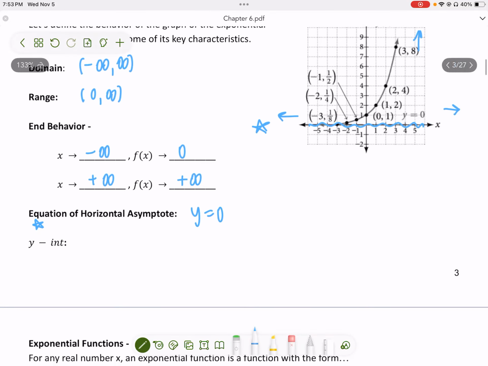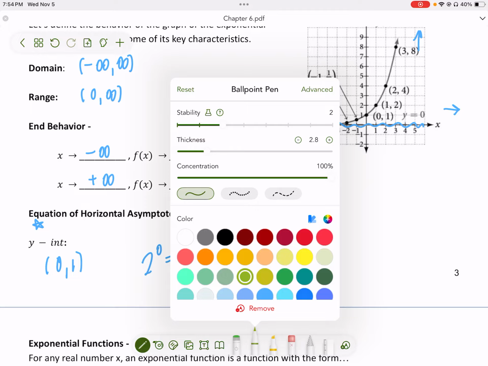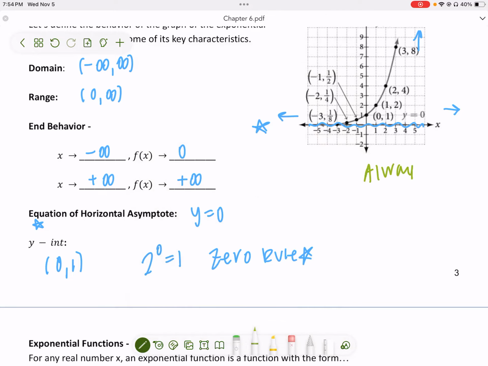It does have a y-intercept of (0, 1), because anything to the power of 0 will always equal 1. That's going to be your 0 rule. That is worth remembering. Anything to the power of 0 will be 1. So you always have the point (0, 1) as an option for graphing. Really, really useful for later when we do these transformations.